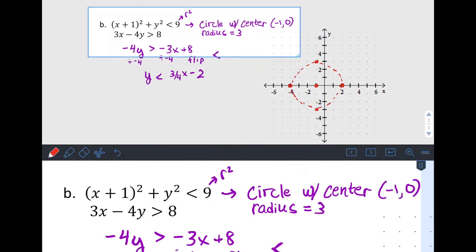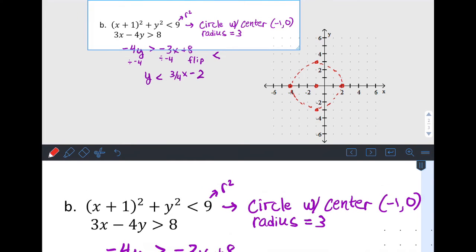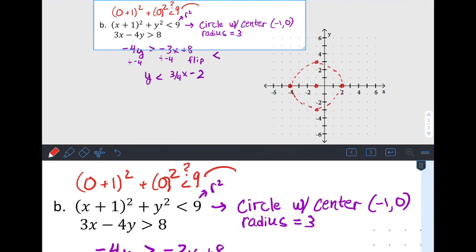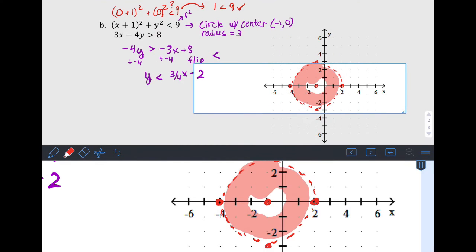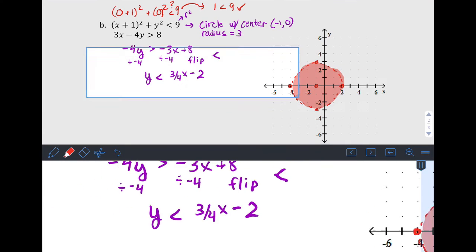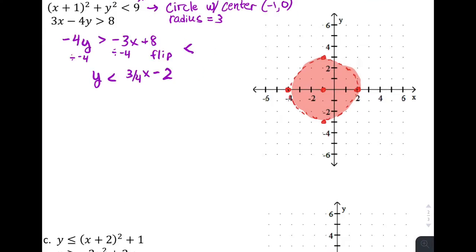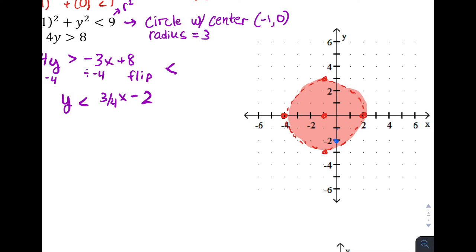Now my points that work will either be inside my circle or outside my circle, because that's what my coordinate plane is divided into here, the two regions. So I'm going to try 0, 0 as a test point. If I do that, I end up with 1 is less than 9, which is true. So 0, 0, which is inside my circle, works, and all the rest of my points inside my circle do too. My shading's not perfect, but we'll live with it. Let's graph our line. Y-intercept of negative 2, slope of 3/4. Count it out here. Another dashed line.